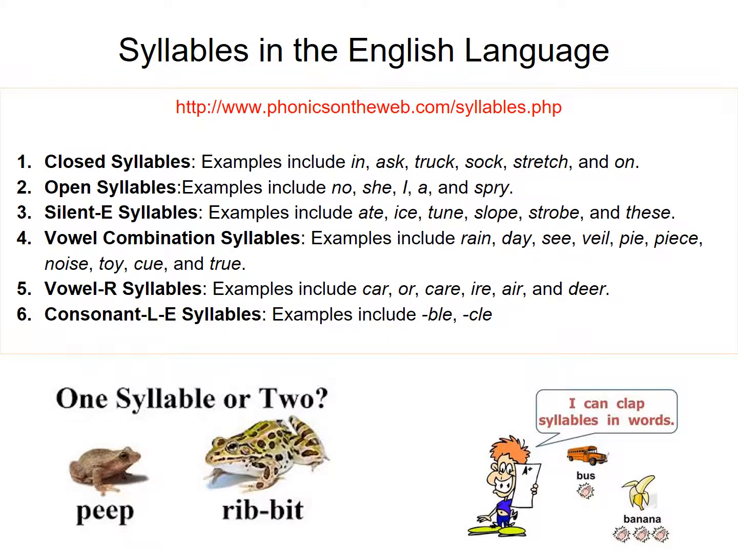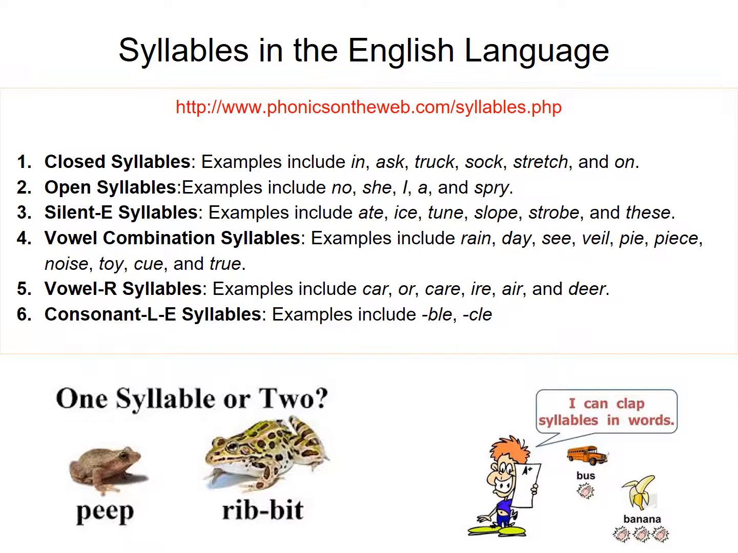In the English language, there are 6 different kinds of syllables. 1. Closed syllables have one and only one vowel, and it ends in a consonant. For example, the words in, ask, track, sock, stretch, and on. 2. Open syllables. Open syllables have one and only one vowel, and that vowel occurs at the end of the syllable. For example, the words no, she, I, a, and spry.